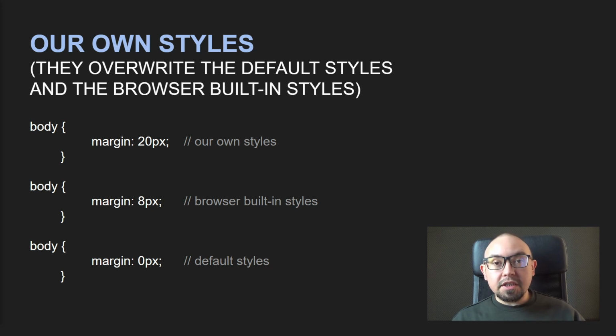So in practice it looks like this, starting from the bottom. Default styles, margin 0, built-in browser styles, margin 8 pixels, and finally our own styles, for example margin 20 pixels. This means that our own styles override all the other styles. What you can notice on this slide, because the rest of the styles are struck through. Our styles are the most important, and this should be remembered.